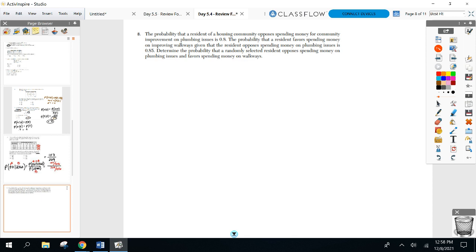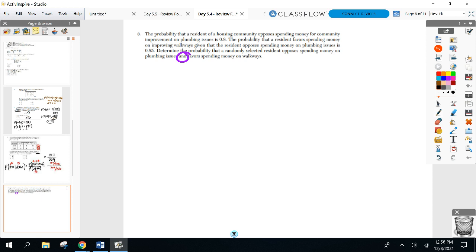You see 0.8 and you see 0.85. Right? You see that. All right, I got to realize what it's for. Determine the probability a randomly selected resident opposes spending money on plumbing issues and, all right, at least I know it's an and problem. And don't even think about just multiplying those two and thinking you got it. You have no idea what those two mean yet. We did not read through the problem. All right, so here we go.